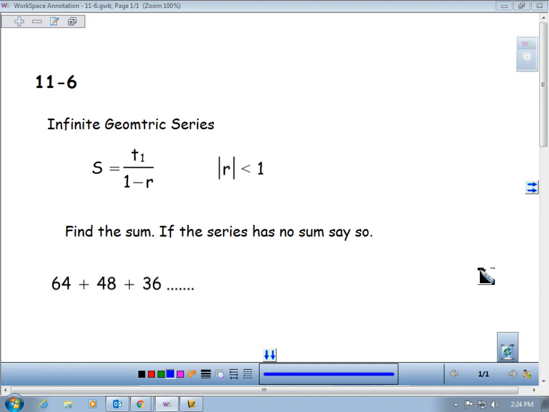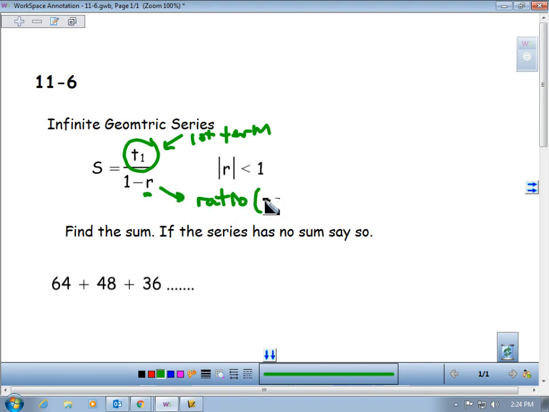The sum of the infinite series is equal to t sub 1 over 1 minus r. Now, guys, what is t sub 1? First term. Yeah, once again, it's simply just your first term. And then what is your r? The change between them. Yeah, that's right. It's the ratio. It stands for ratio, but it's certainly what you multiply to get the next number.